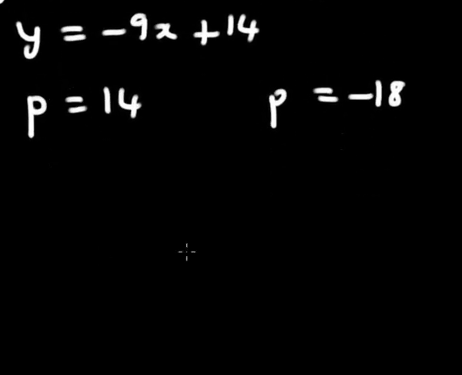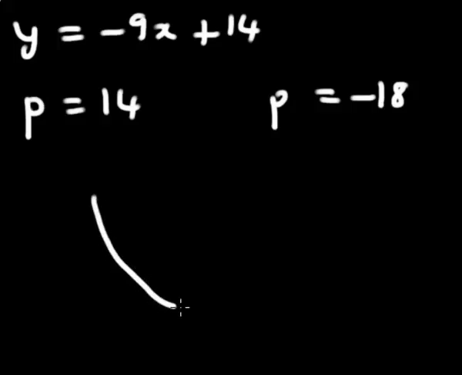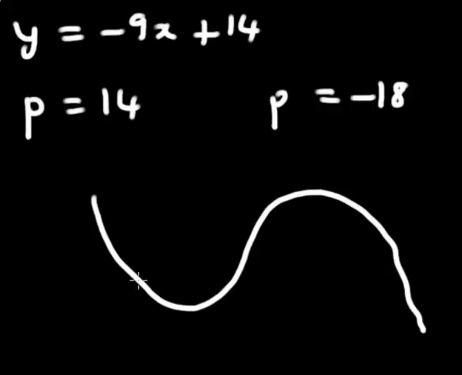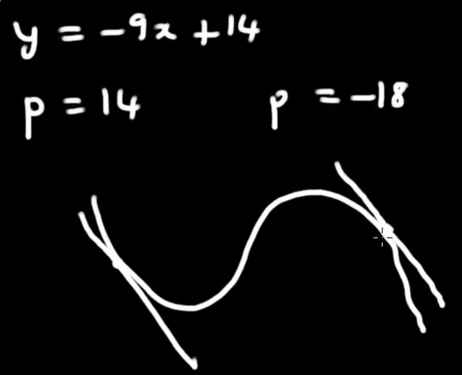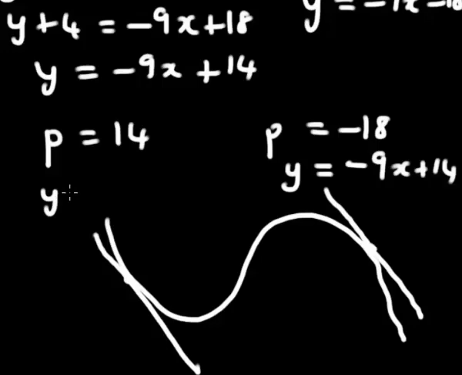Now, what does this look like? Well, if you've got a sad cubic graph, you've got two tangents. One tangent will go there with the gradient of negative 9, and the other tangent will run parallel to that and also have a gradient of negative 9. So one equation would be y equals negative 9x plus 14, and the other tangent line would be negative 9x minus 18. They run parallel to each other. You see, and there's the cubic graph. So there's two tangents for which the gradient is negative 9.